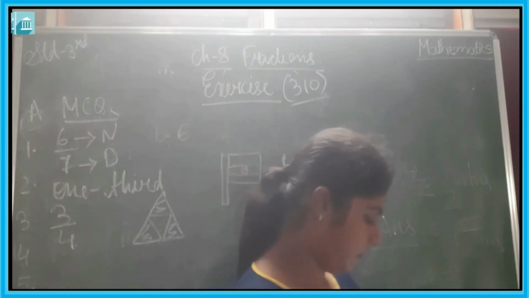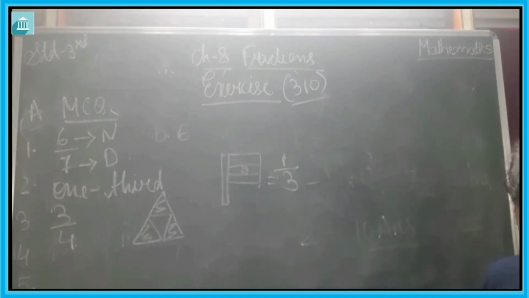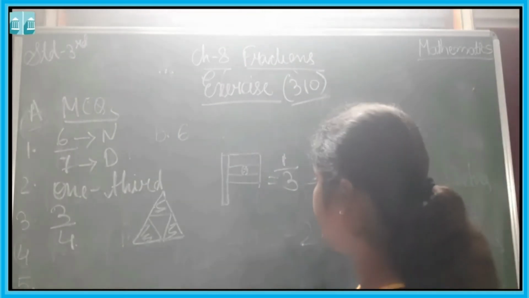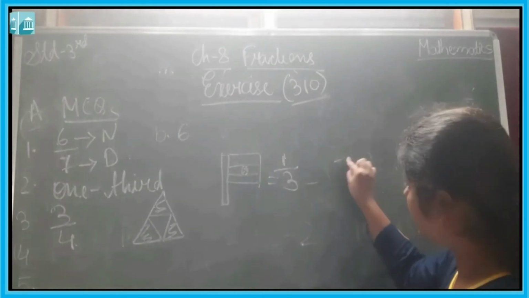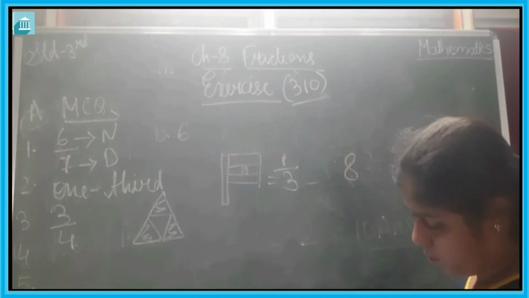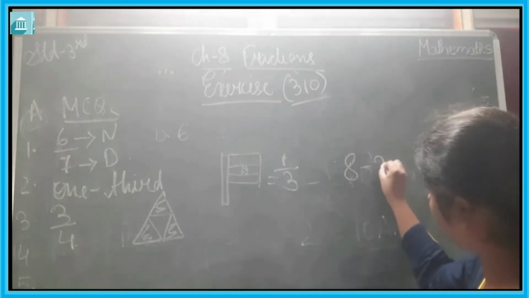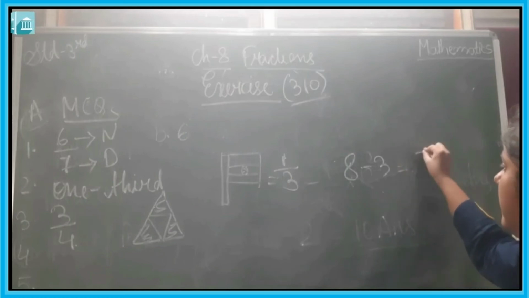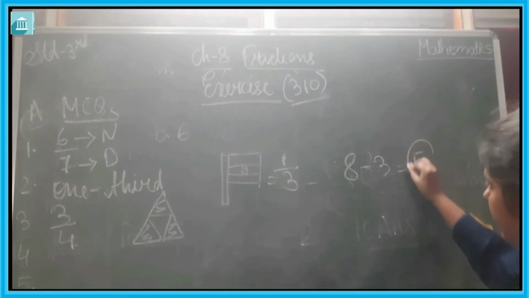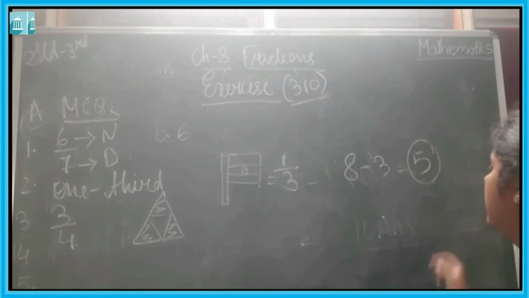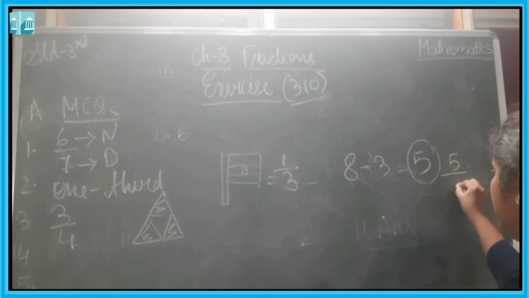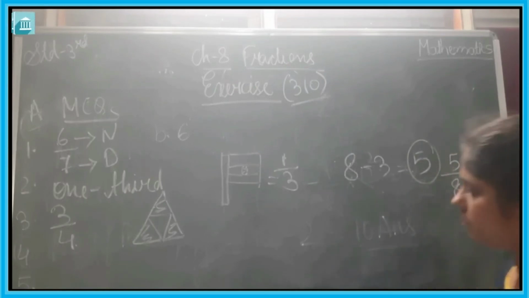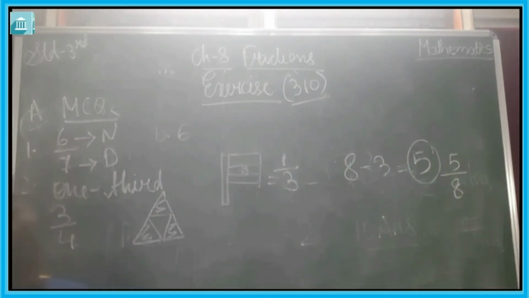The fourth one. Nisha invited 8 girls to her birthday party, but only 3 of them came. Okay. Nisha ने 8 girls को invite किया था. Only 3 of them came. Okay. So, what fraction of girls did not come to the party? 8 minus 3, 5. So 5 girls did not come to the party. So 5 and the total number was 8. So our answer will be 5 by 8.